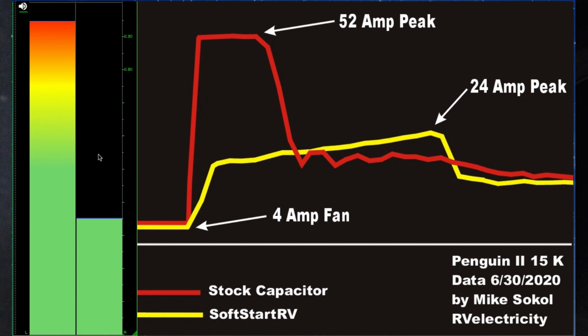So here's a screenshot of just the peak current, and you can see on the left meter a comparison of the 52 amp peak that a normal capacitor draws, and on the right part of the meter you can see that we are now limiting it to about 24 amps peak.